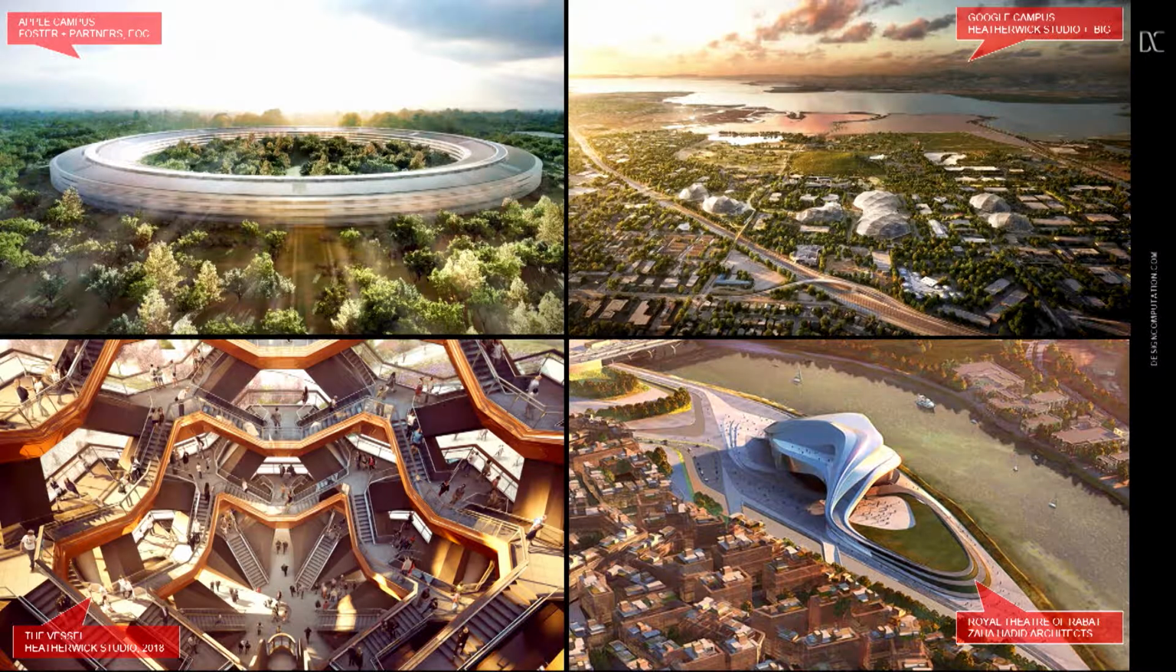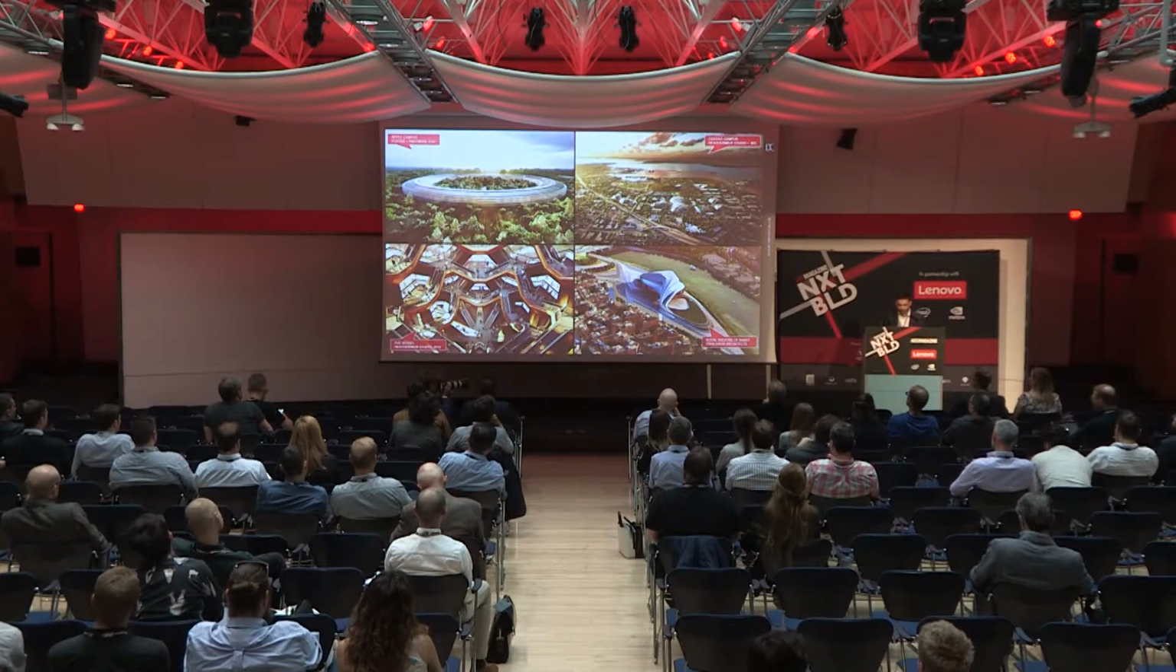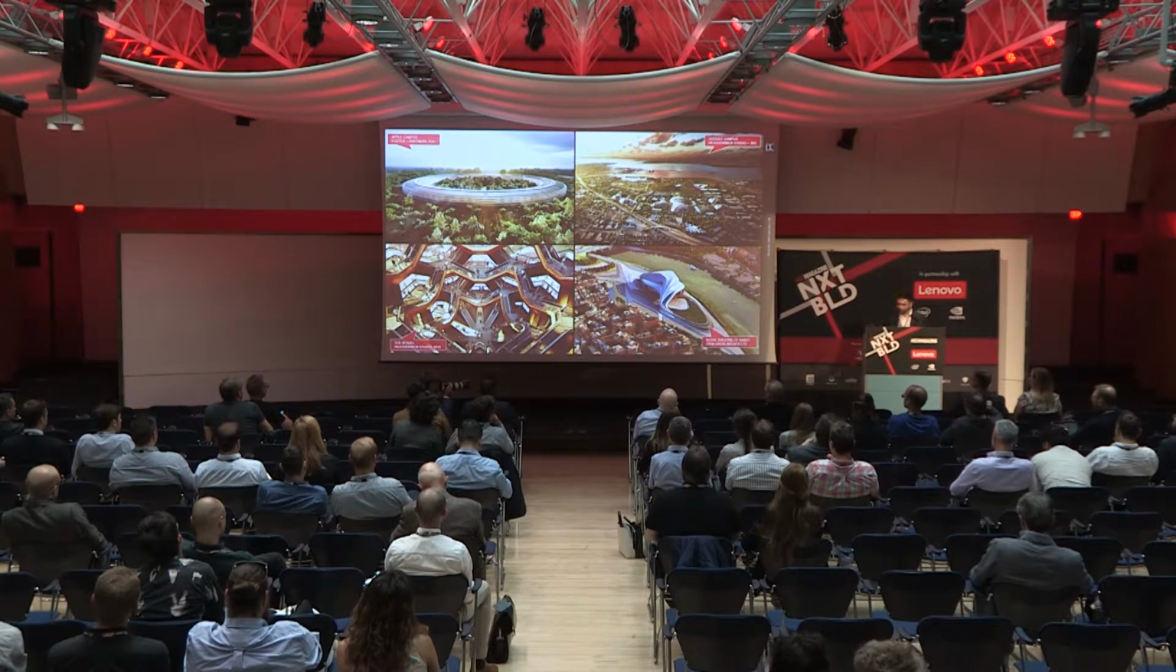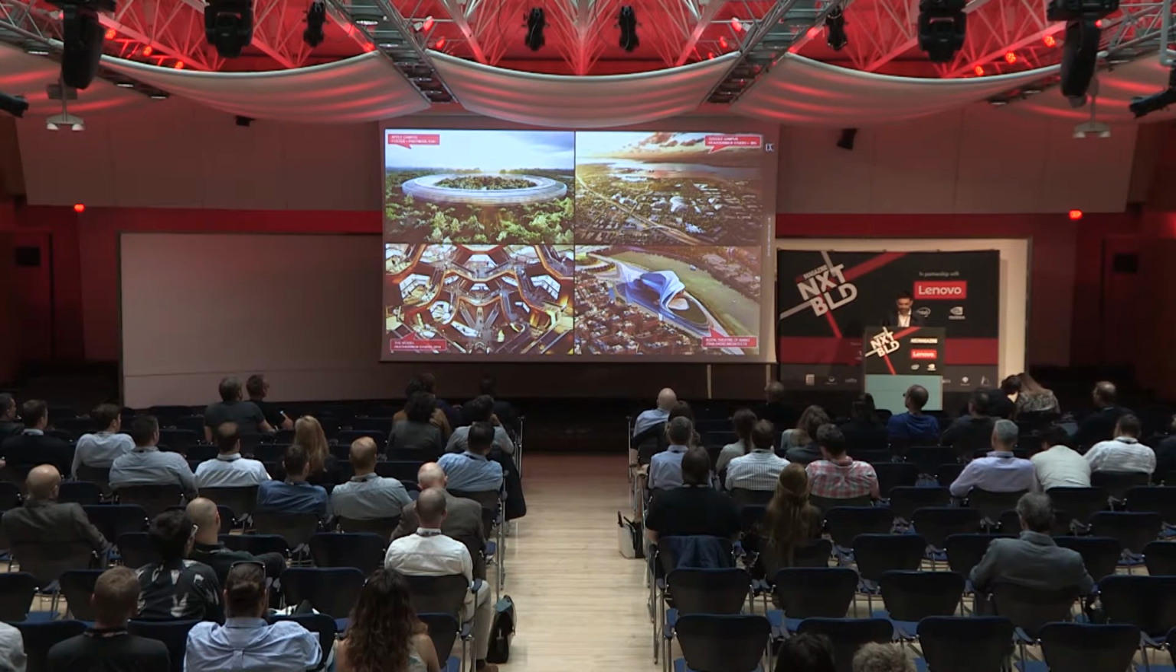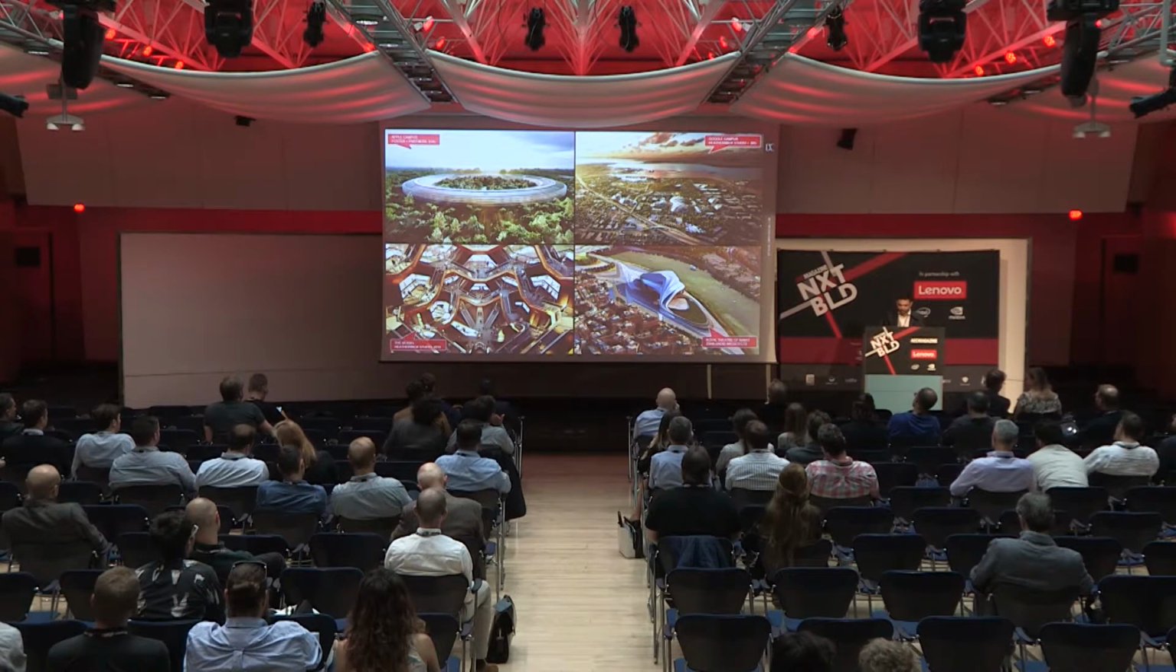So I'll talk a little bit about the work I've done on building information modeling and how I've been using it in my consultancy, Design Computation. I was very privileged to work on some very challenging but very interesting projects, like the Apple campus in California, the Google campus in California, the Google campus also here in King's Cross, a geometrically complex project, The Vessel by Thomas Heatherwick, and also the Royal Theatre of Rabat. We heard a little bit about the theatre this morning. I used to collaborate with the engineers on that.